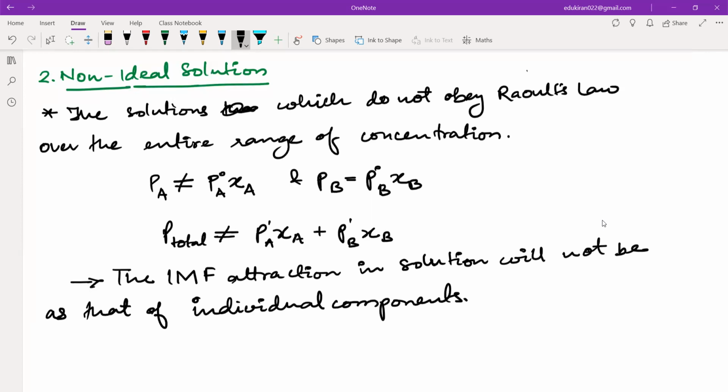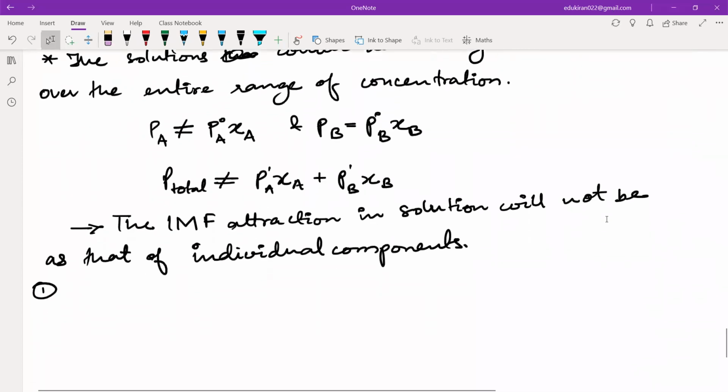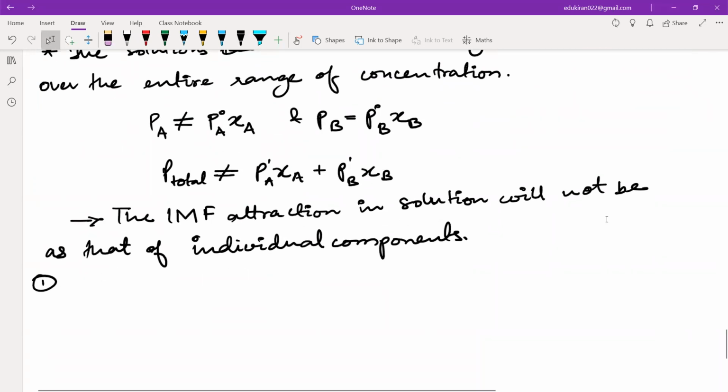Okay, as that of individual components. Now, if the attraction is not equal, that means the attraction can be either higher or lower. Now, what will be the consequence if the attraction is higher? If the attraction is higher, the volume is going to be low, because if attraction is more, then the atoms and the molecules will be close together. If they're close together, they will be occupying less volume.